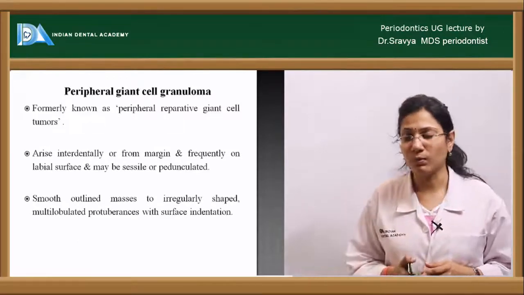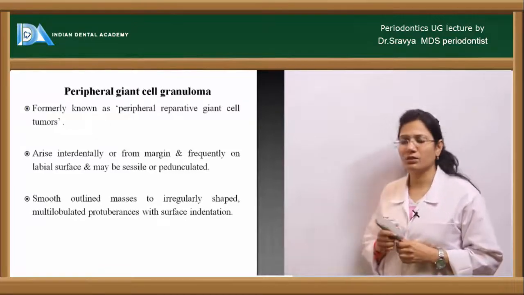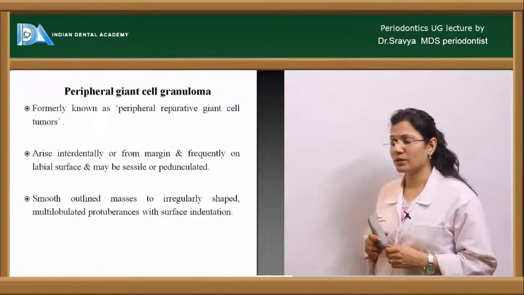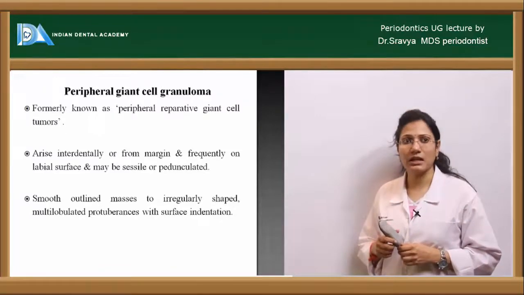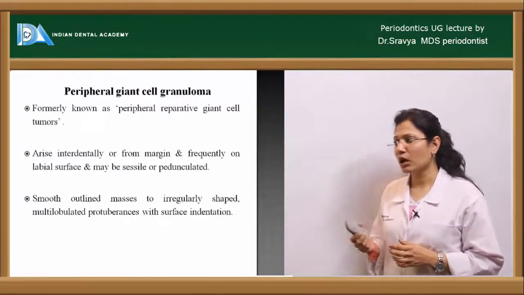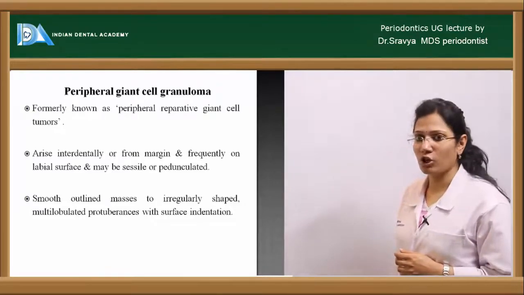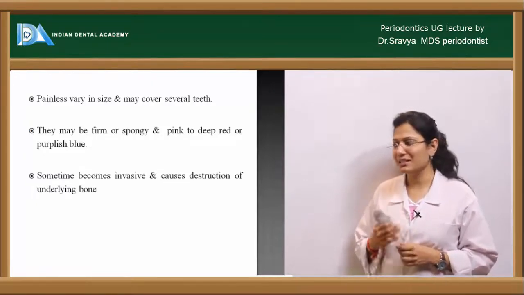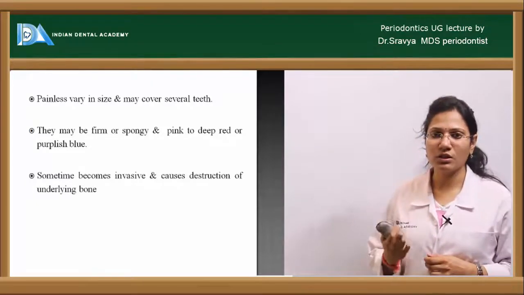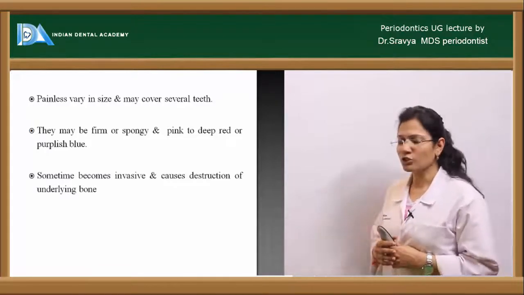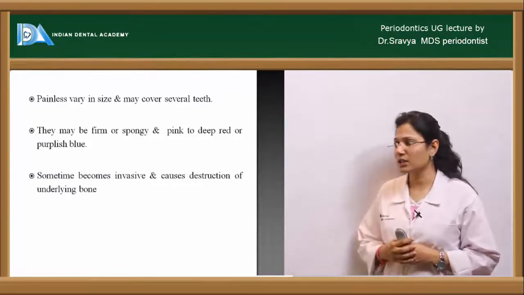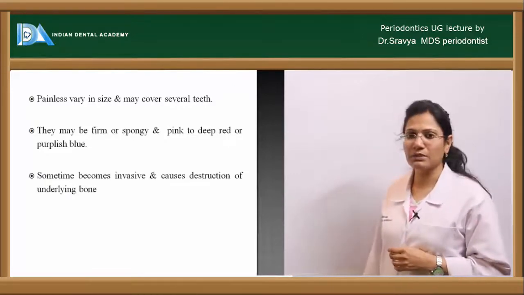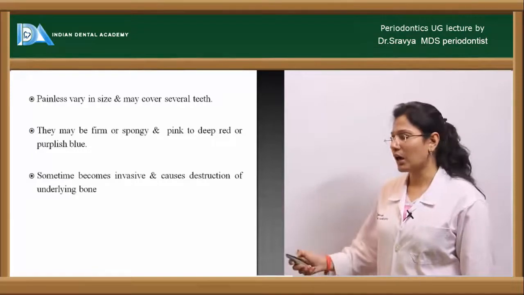Peripheral giant cell granuloma. This is also called peripheral reparative giant cell tumor. It arises incidentally, or from the marginal gingiva, or frequently from the labial surface, and may be sessile or pedunculated, from a smooth outline mass to an irregularly shaped, multilobulated appearance. It's usually painless and varies in size, and it can involve single or several teeth. Usually it is firm or spongy in consistency, and pink to deep red in color. It can sometimes be invasive and cause destruction of the underlying bone.